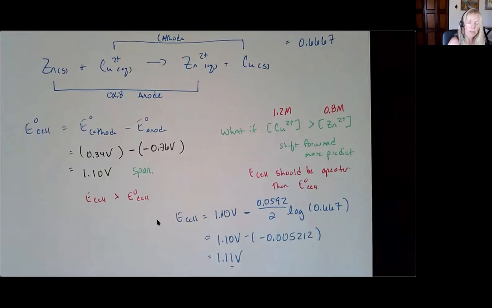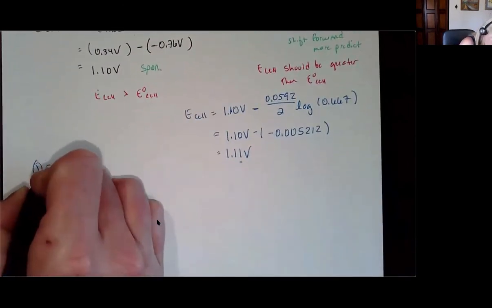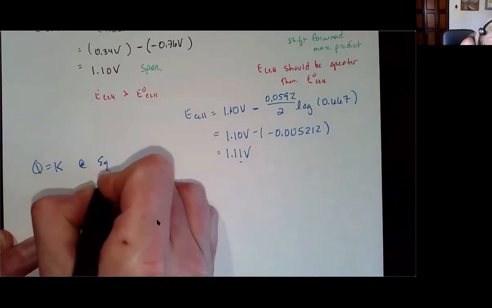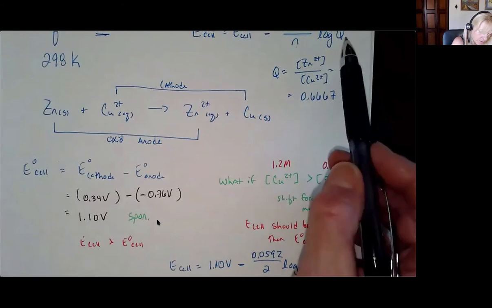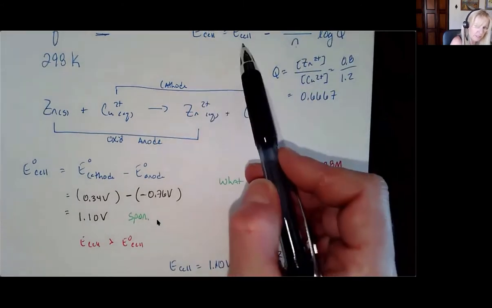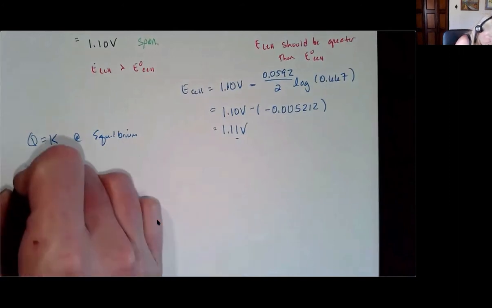Now remember a couple of things about Q. We've talked about Q a lot. When Q equals K, I'm at equilibrium. And if Q equals K in this case, then this whole thing would fall out, and these would be equal to each other. So this is only when you're out of equilibrium that Q really has an effect.